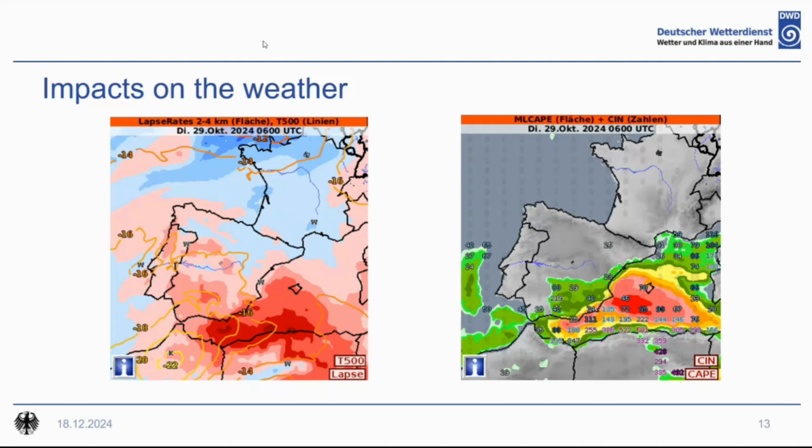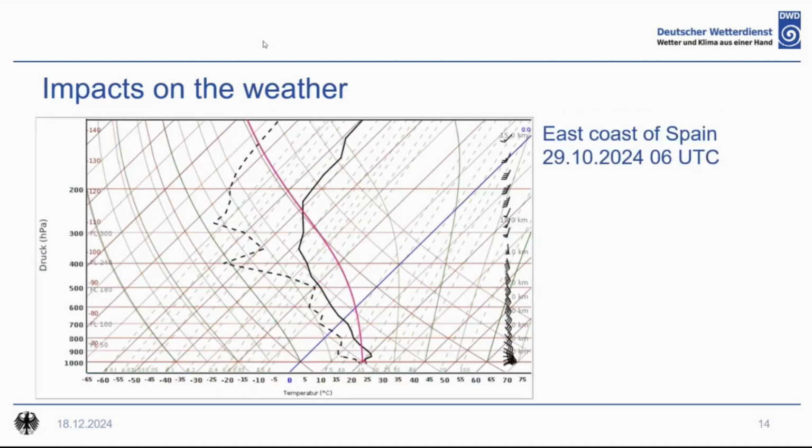Right, especially over the Mediterranean east coast. And now I would like to show you a sounding of the east coast of Spain on the 29th of October at 6 UTC. We use the DWD model ICON-D2. As you can see, we have an increased CAPE and an unstable atmosphere.